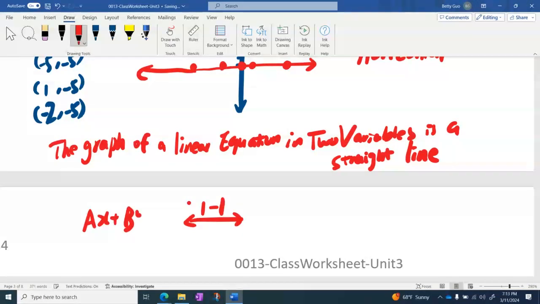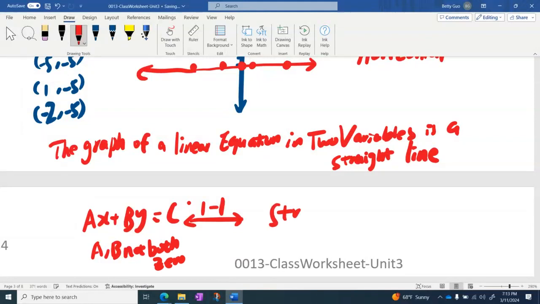A linear equation in two variables, with a and b not both 0, and the straight lines in a rectangular coordinate system have a one-to-one correspondence relationship as well. For any linear equation in two variables, there's a unique straight line corresponding to it. Vice versa, for any straight line in a rectangular coordinate system, there's exactly one corresponding linear equation in two variables. Make a pair with it.